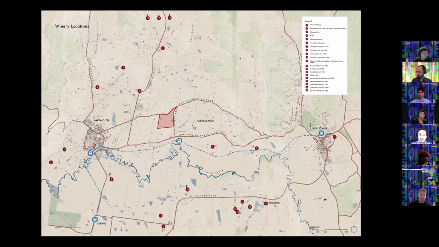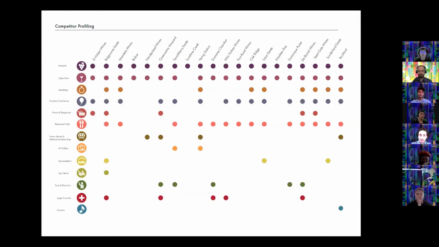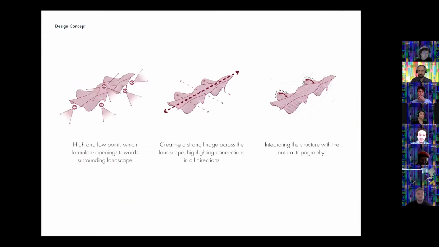We first looked at the different winery locations throughout the Yarra Valley, and then we began to profile these wineries to understand what the opportunities are for our site. So our design concept was to utilize the high and low points, which formulates openings towards the surrounding landscape, create a strong lineage across the site, as well as integrating the structure with the natural topography.